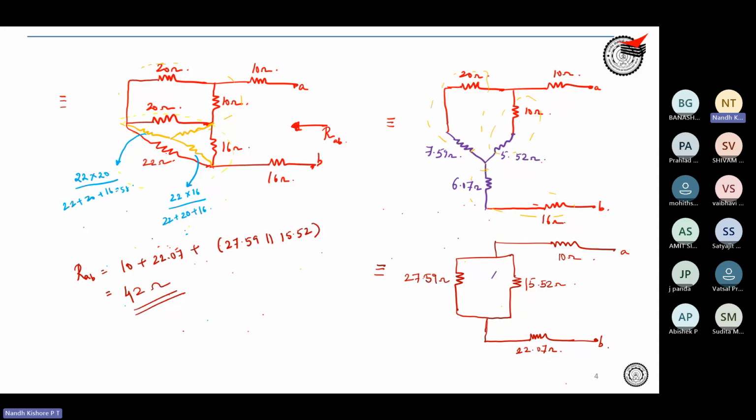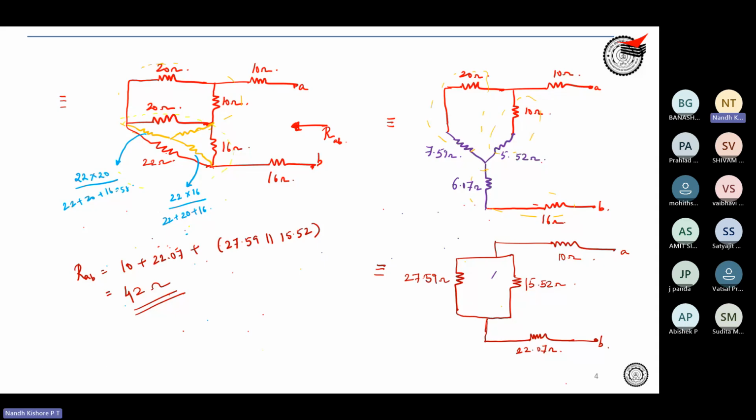Is this understood? Is the problem clear? It is just a case of star to delta transformation. Just identify the delta connections and accordingly you should simplify the delta to star, and after that you simplify the circuit. Okay. So I think this is fine. All right. We will go ahead with the next problem.